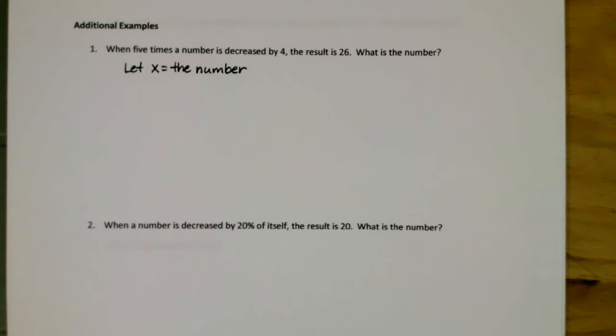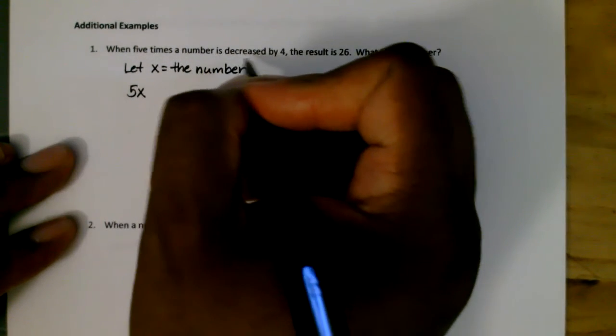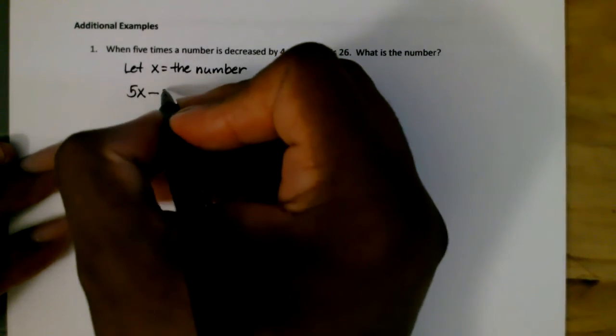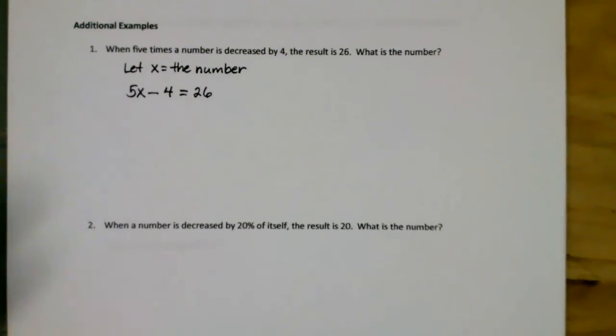Now I'm going to translate that sentence into an equation. We have 5 times a number. That would mean 5 times X is decreased by, meaning subtraction, and then 4. The result is, that's going to be the equal sign, 26. So here's the equation, 5x minus 4 is equal to 26. And here I want to find out what that number is going to be.